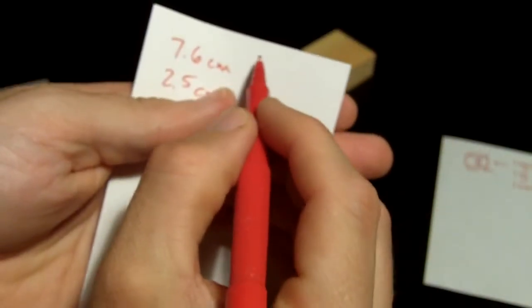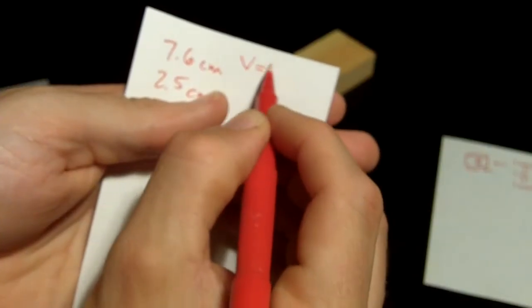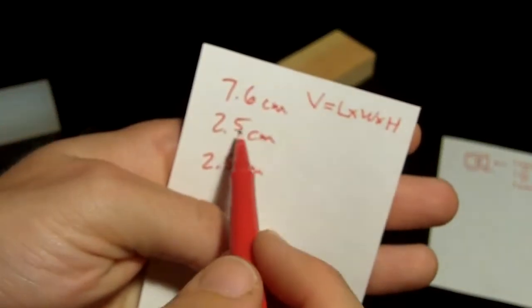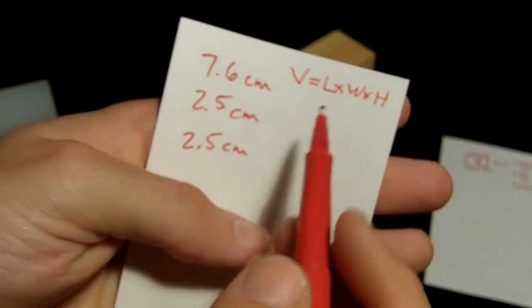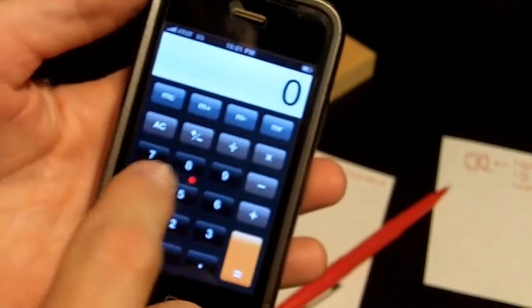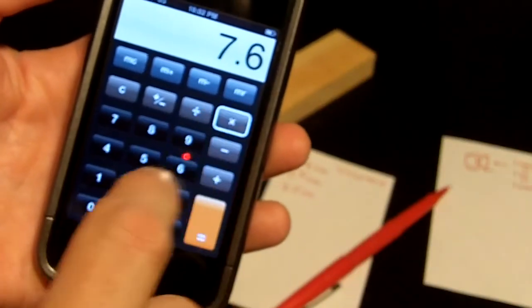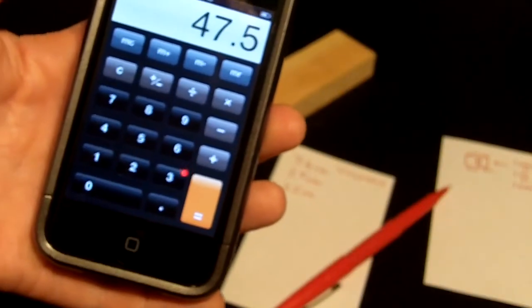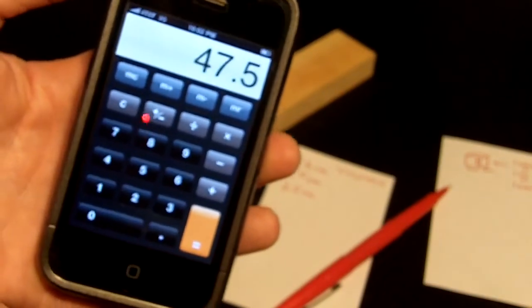So, the formula for finding the volume of a rectangular solid is length times width times height. There are my 3 dimensions: length, width, height. Multiply them out and I should get my answer. Let's go to the calculator. And here we have it. We have to do 7.6 times 2.5 times 2.5, and I end up with 47.5.